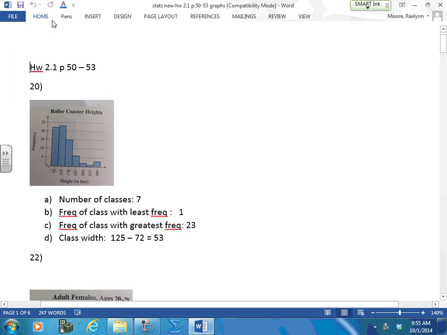And they ask you the number of classes. Number of classes, number of bars. 7. The frequency of the class with the least frequency, the smallest bar. The smallest bar is this guy right here, and they wanted its frequency.